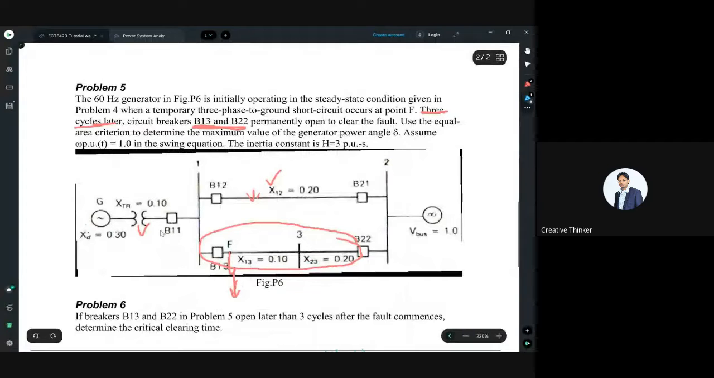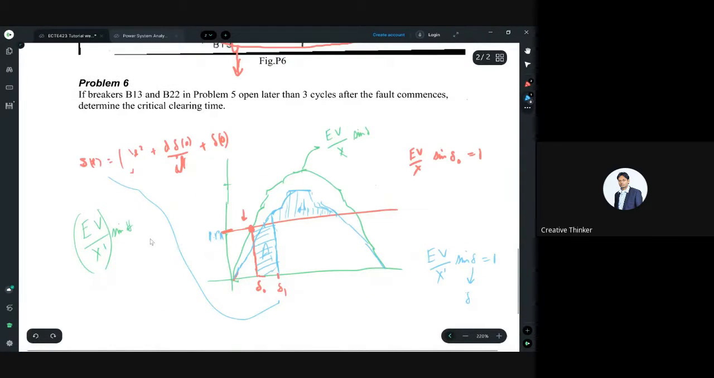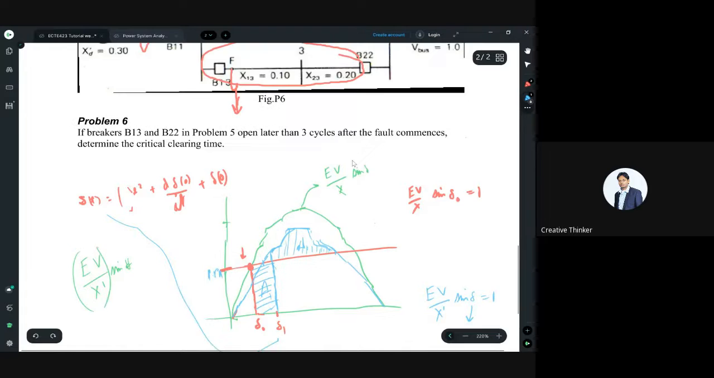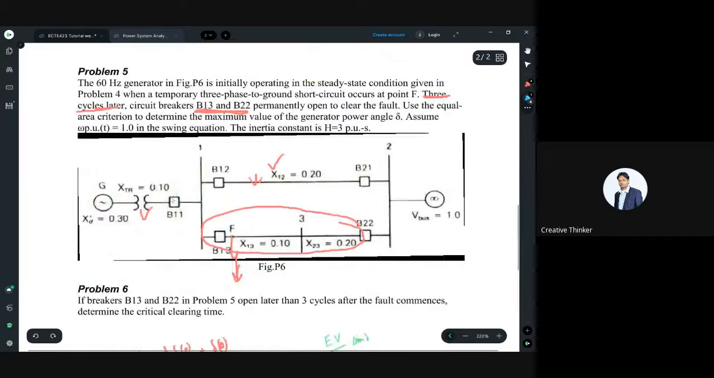The power transferred from generator to infinite bus will be given as E into V divided by X sine delta, where X will be the total reactance from the generator side to this infinite bus. Okay, the total transfer reactance.